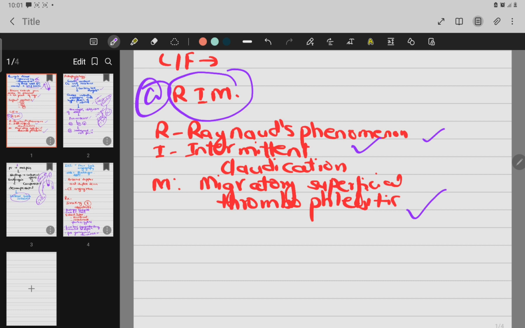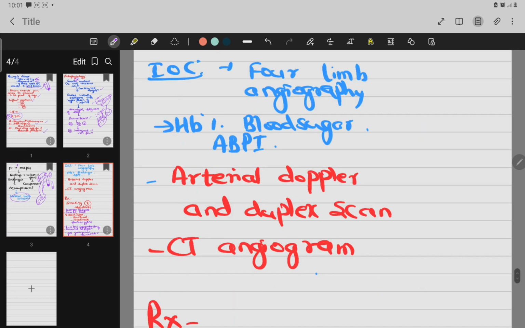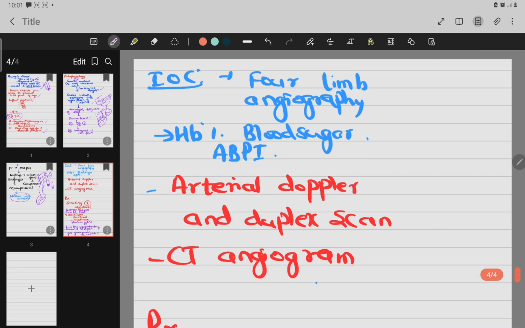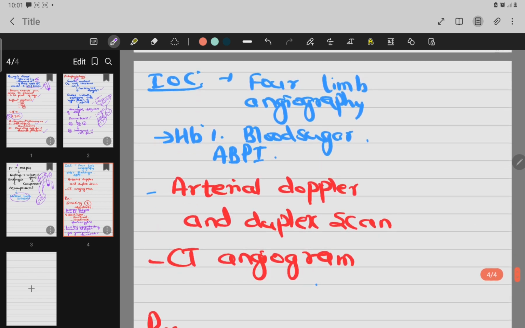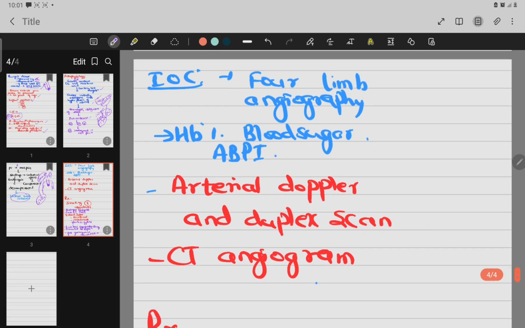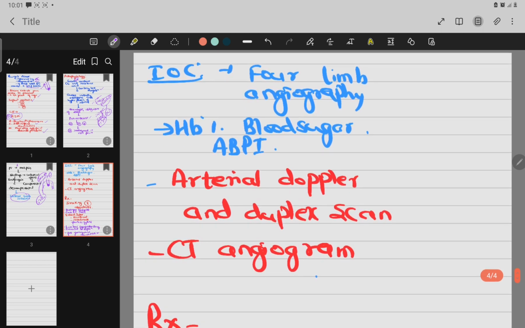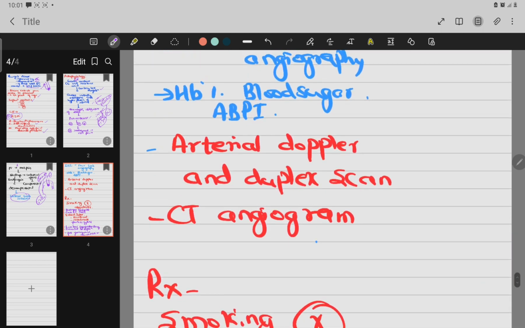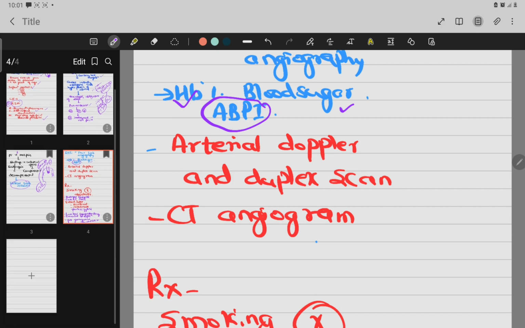How can we diagnose the case? We can diagnose it with the help of investigations. The first investigation is limb angiography, which is the investigation of choice. Supportively we can look at hemoglobin percentage, blood sugar, and ankle brachial pressure index. We can also do arterial Doppler and duplex scans, and CT angiogram. Now the patient is diagnosed with Buerger disease.